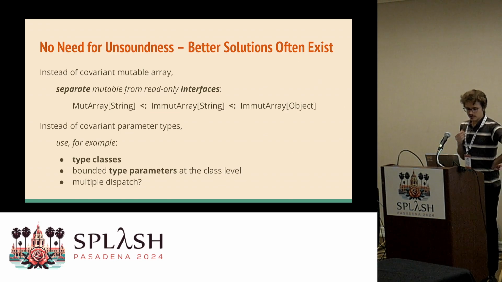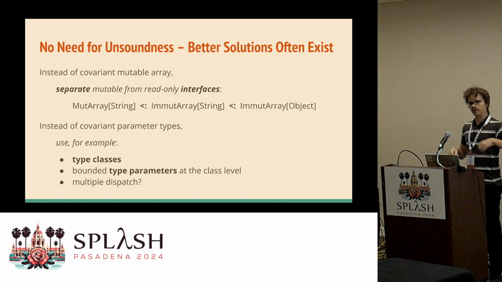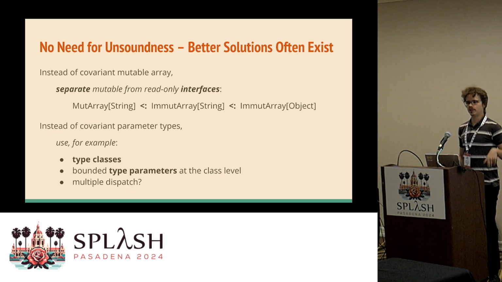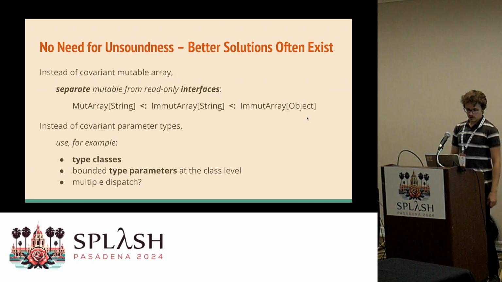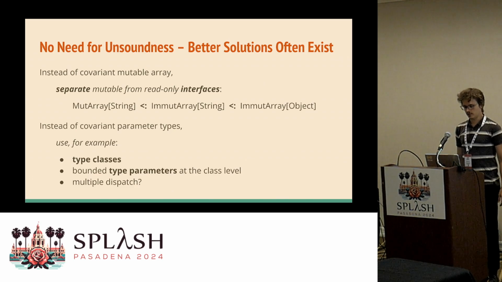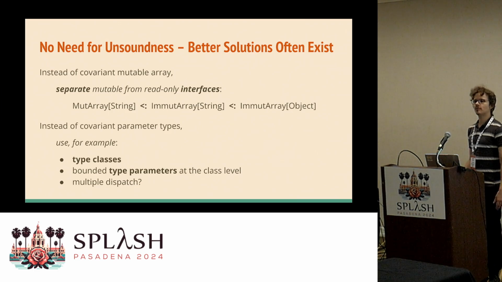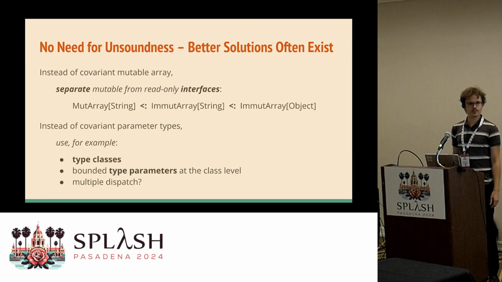So there are better solutions to this kind of problem, right? So instead of using covariant mutable arrays, you can distinguish between mutable and immutable arrays, separating their different interfaces, and then you can have the subtyping relationships you want. So that, for example, a mutable array of string is actually a subtype of an immutable array of object, right? So a read-only array of object. That's fine. It's sound. And for covariant parameter type refinement, actually what you probably want is something like type classes, or alternatively f-bounded type parameters or multiple dispatch. Well, there are many ways that you could solve this problem without having unsoundness.